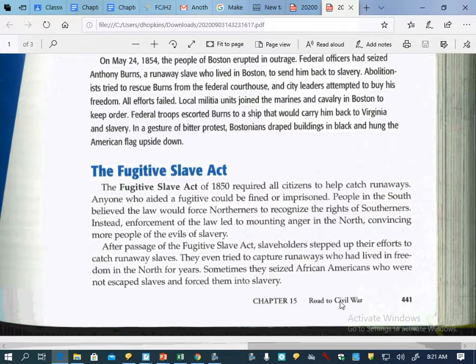The Fugitive Slave Act of 1850 required all citizens to help catch runaways. Anyone who aided a fugitive could be fined or imprisoned. People in the South believed the law would force Northerners to recognize the rights of Southerners. Instead, enactment of the law led to mounting anger in the North, convincing more people of the evils of slavery. After passage of the Fugitive Slave Act, slaveholders stepped up their efforts to catch runaway slaves. They even tried to capture runaways who had lived in freedom in the North for years. Sometimes they seized African Americans who were not escaped slaves and forced them back into slavery.